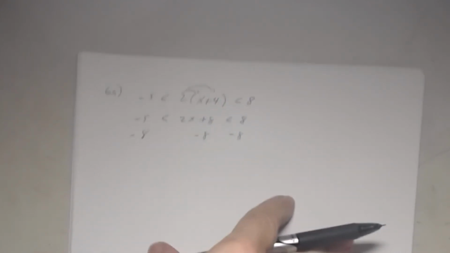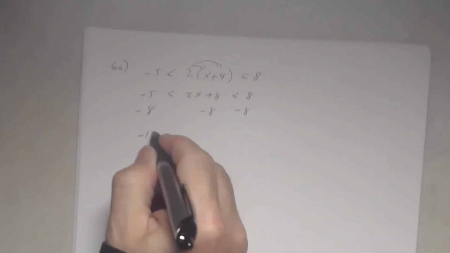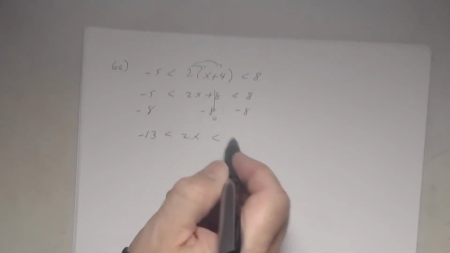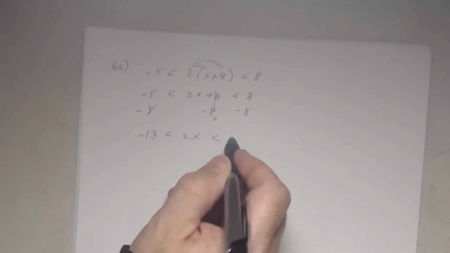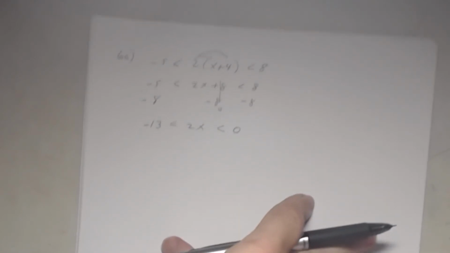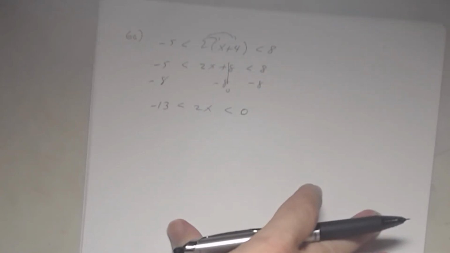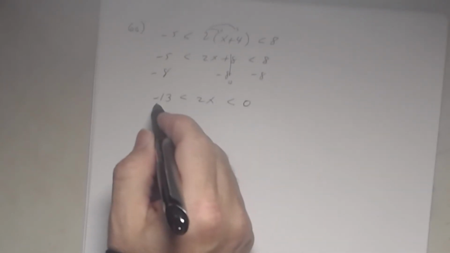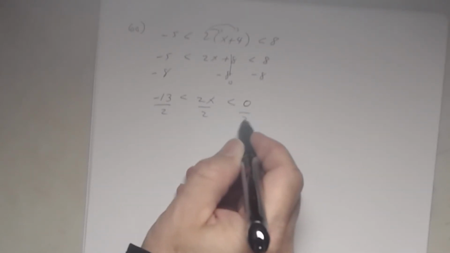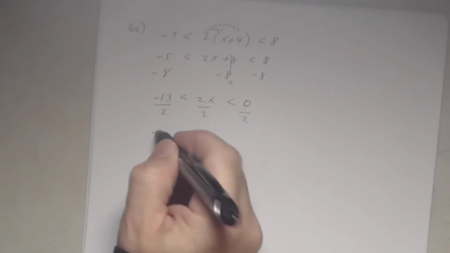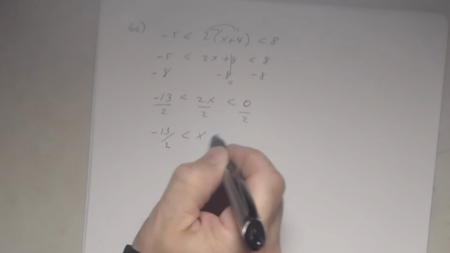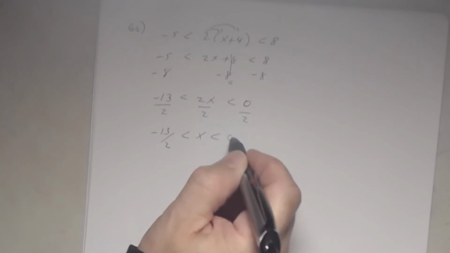What's -5 minus 8? Okay, it's -13 less than 2x, which is less than 8 minus 8, which is 0. Then finally, the next step. Divide by 2, just like this. And then so you get -13/2, right? It's less than what? x is less than 0.